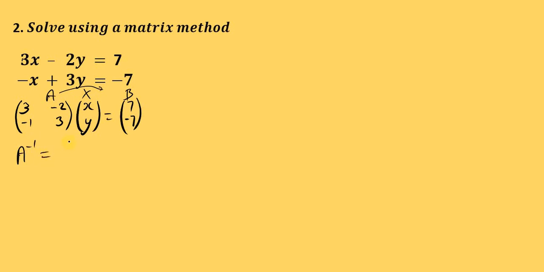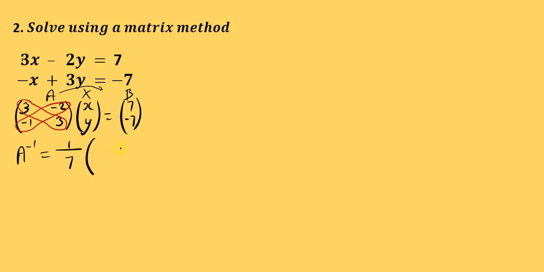A inverse is equal to 1 divided by the determinant of A, which means that we're going to multiply these two entries in the leading diagonal. Then we're going to multiply these two entries in the non-leading diagonal, and then subtract those two products. So let's do that. 3 times 3 gives us 9. Subtract -2 times -1, which gives us positive, because negative times negative is positive, +2. And 9 minus 2 is simply 7. So let's write that, 7.